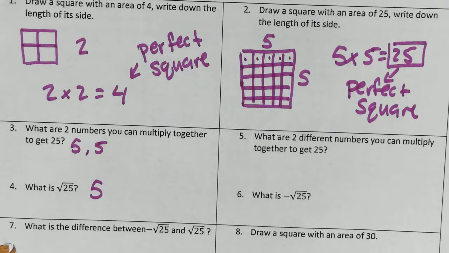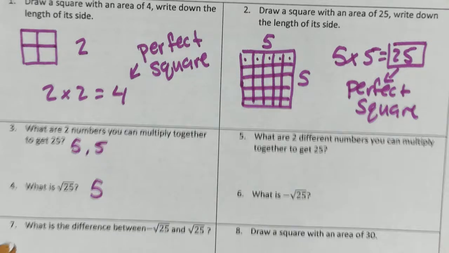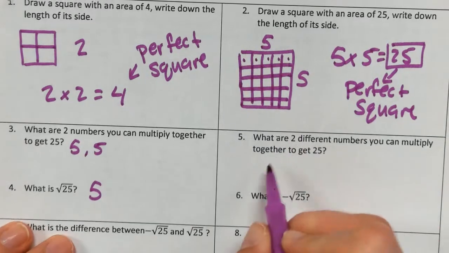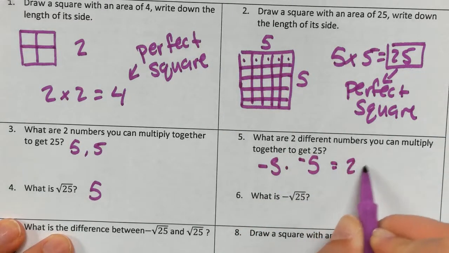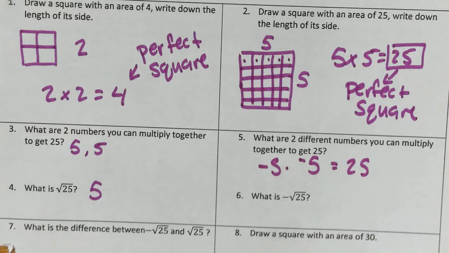Other than 1 times 25, is there a different way to get to 25? Go ahead. Other than 25 and 1. Go ahead. Ooh, okay. That will work. Are there other integers we could get to 25 with? Go ahead. Negative 5 times negative 5 is also positive 25.